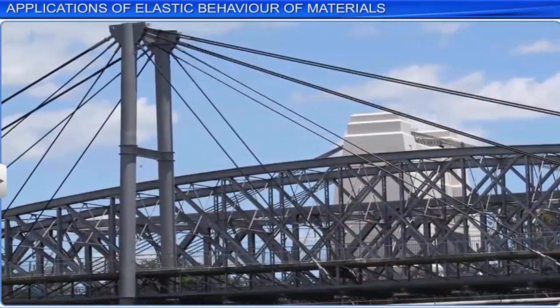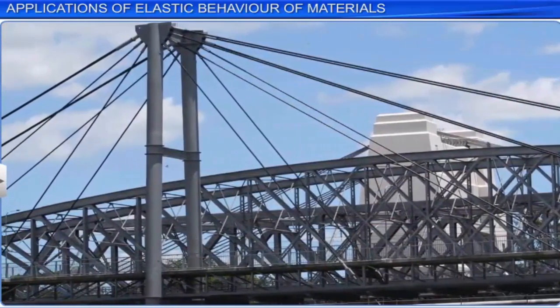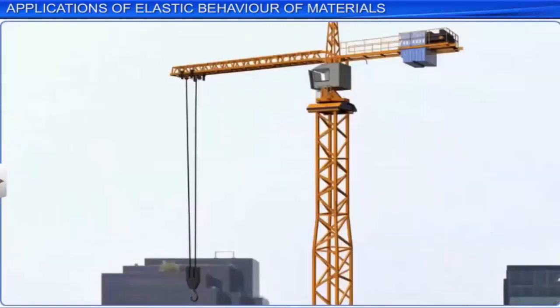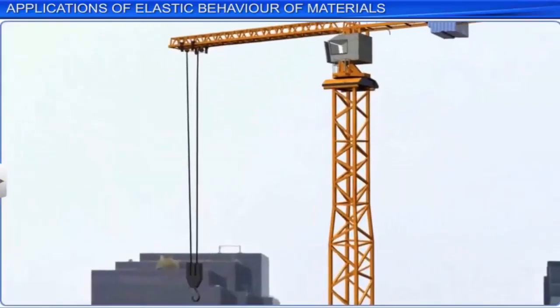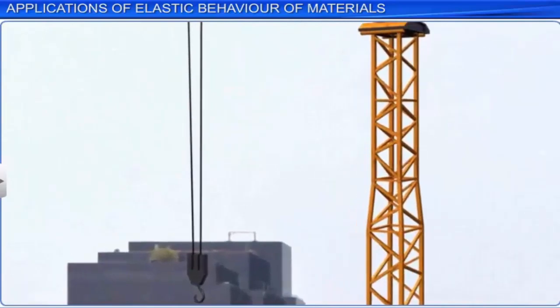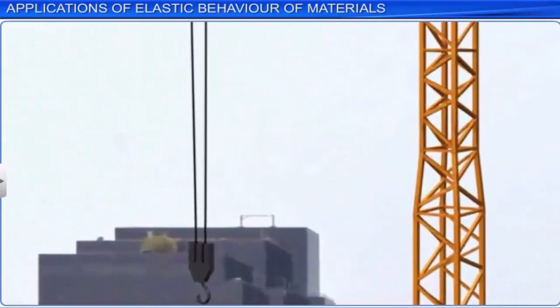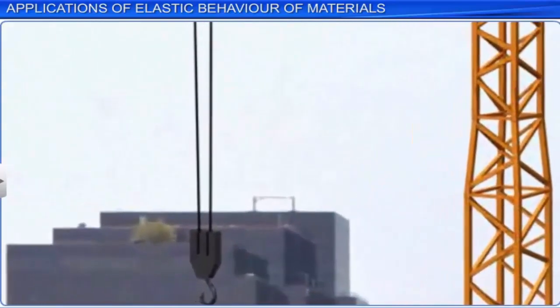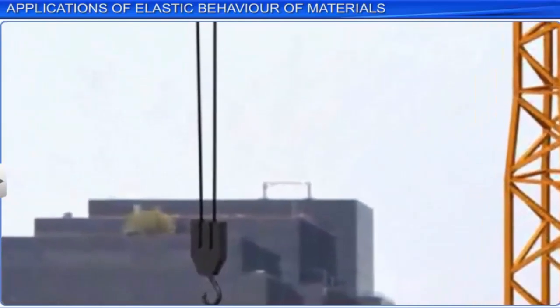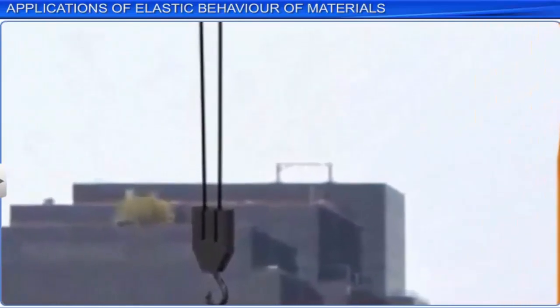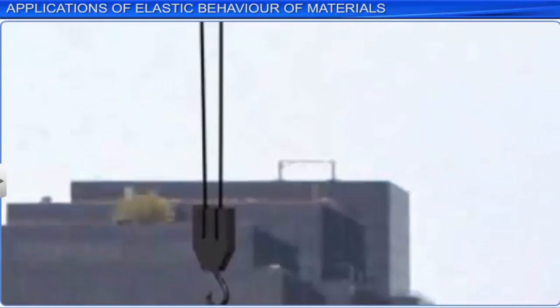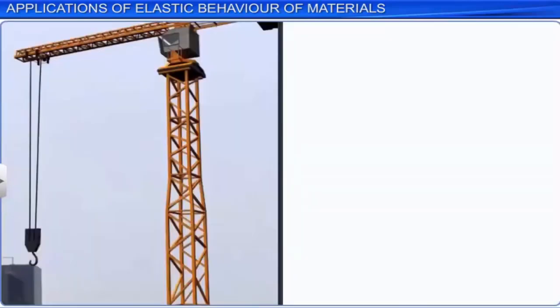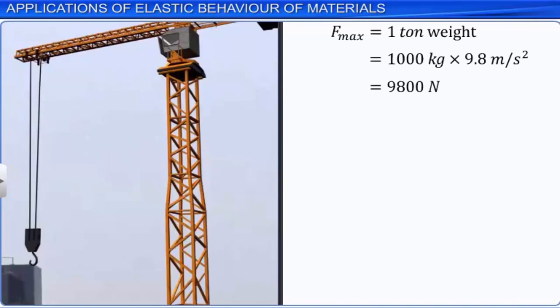Let's take the example of a crane used to lift heavy loads. The highest value of stress the crane's rope can be subjected to must be lower than the breaking stress value of its material. Consider a crane designed to lift loads of up to 1 ton, with the rope made of steel, of breaking stress 400 × 10^6 newtons per meter square.